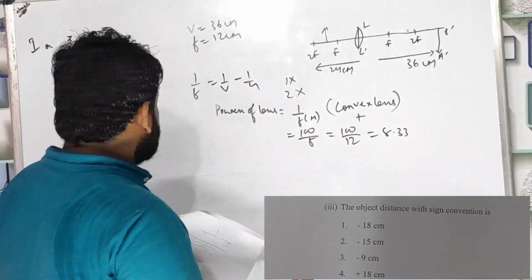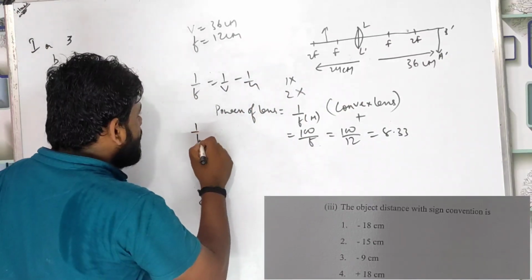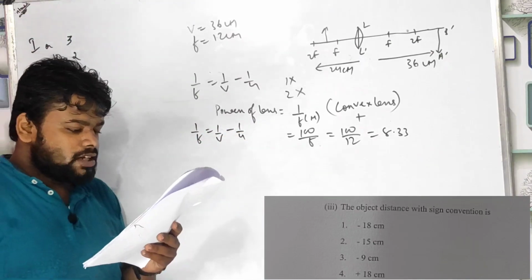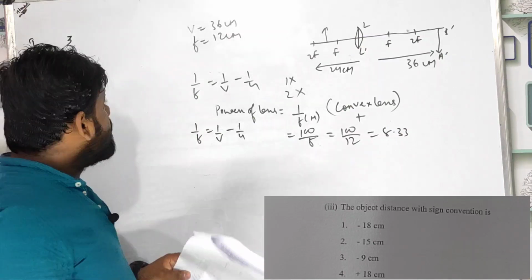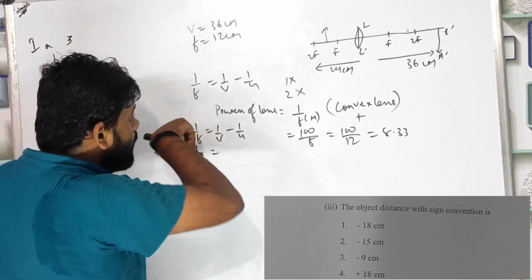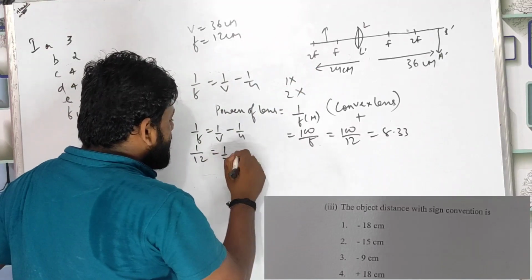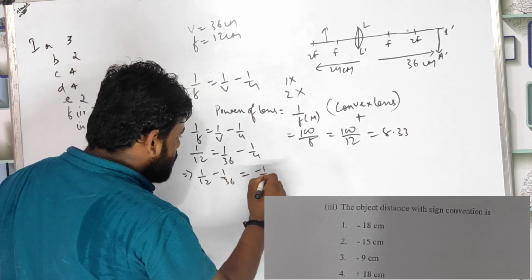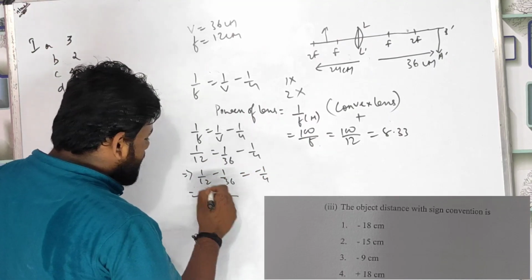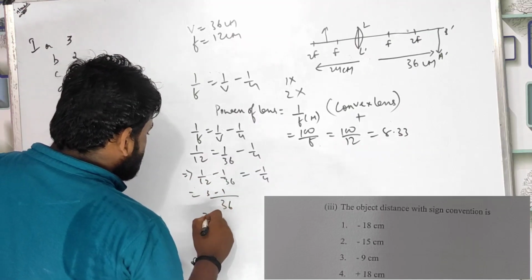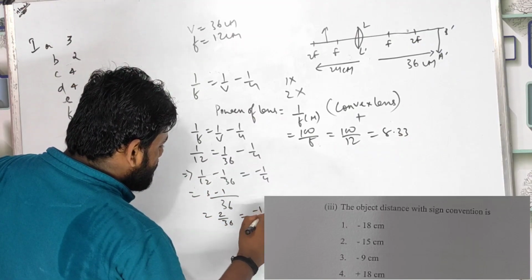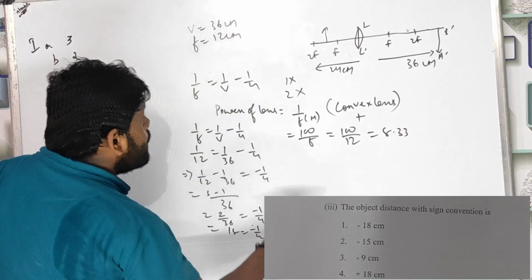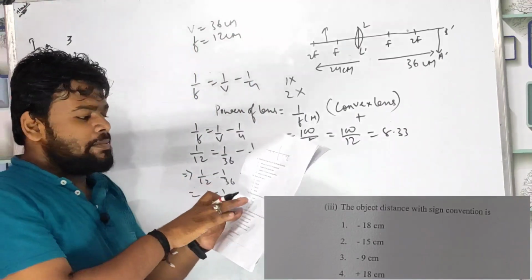So I am doing here 1 upon f equals 1 upon v minus 1 upon u, right children? 1 upon f is given, 1 upon 12. v is given, 1 upon 36, minus 1 upon u. That implies 1 upon 12 minus 1 upon 36 equals minus 1 upon u. The LCM is 36. 3 minus 1 is 2 upon 36, which is 1 upon 18, equals minus 1 upon u. The answer is u equals minus 18. Yes, minus 18 is given.